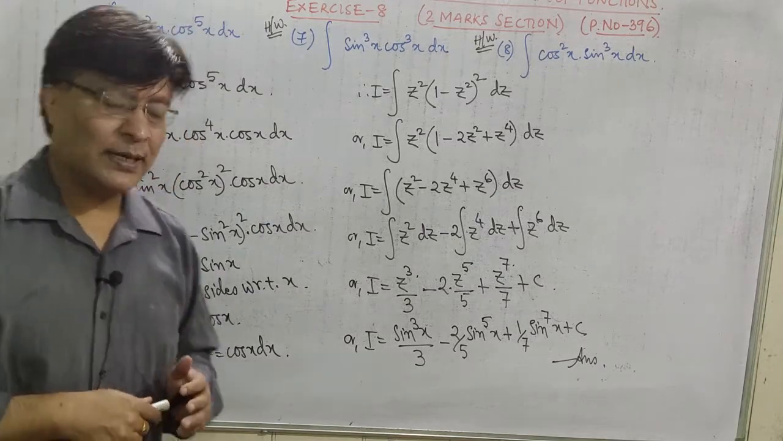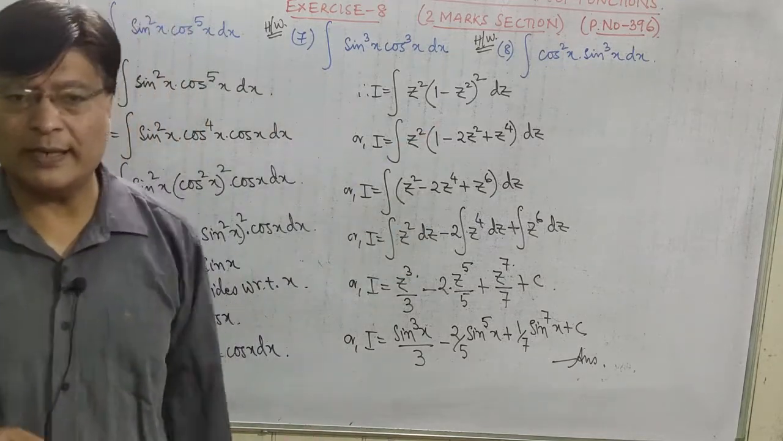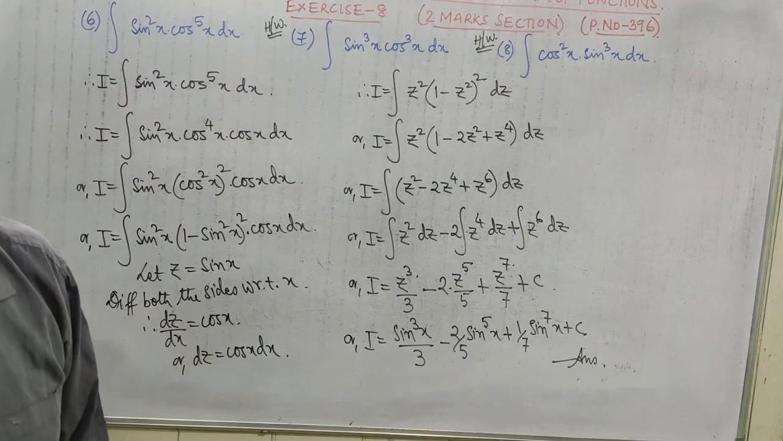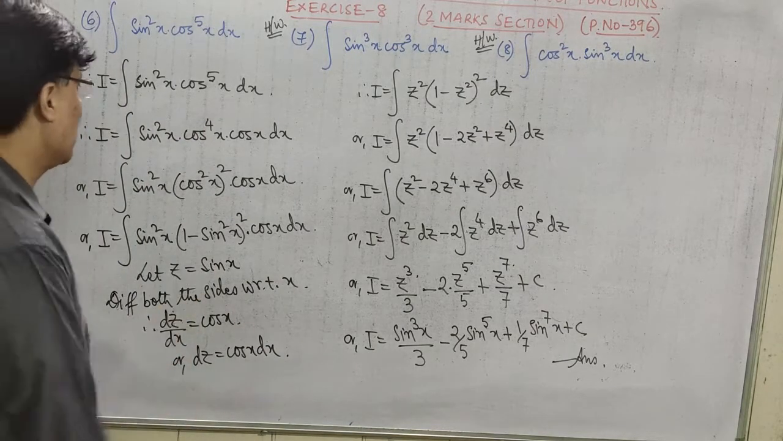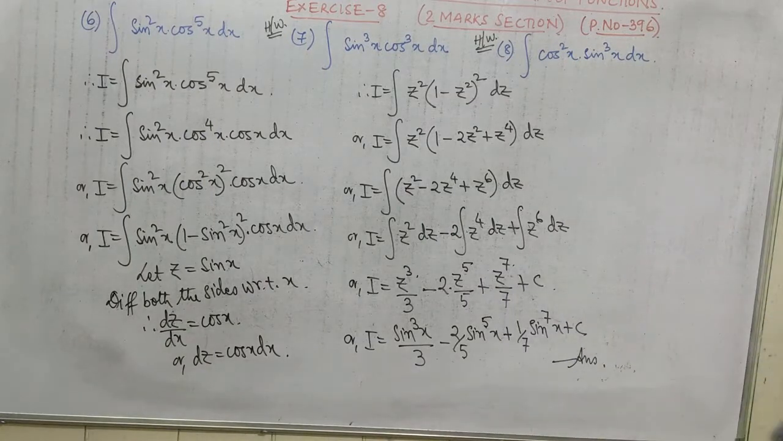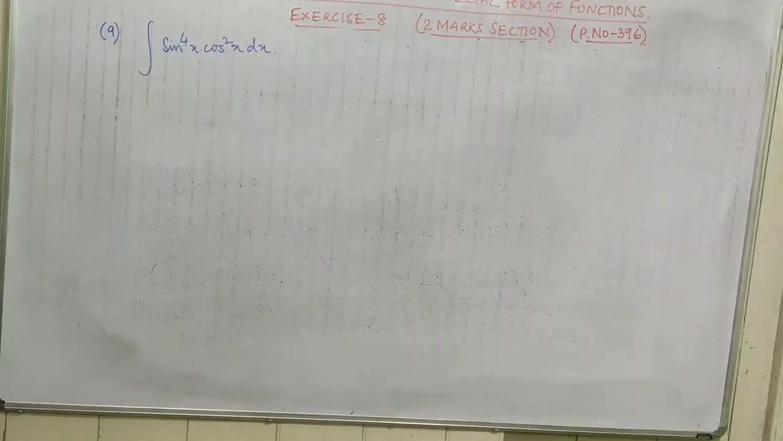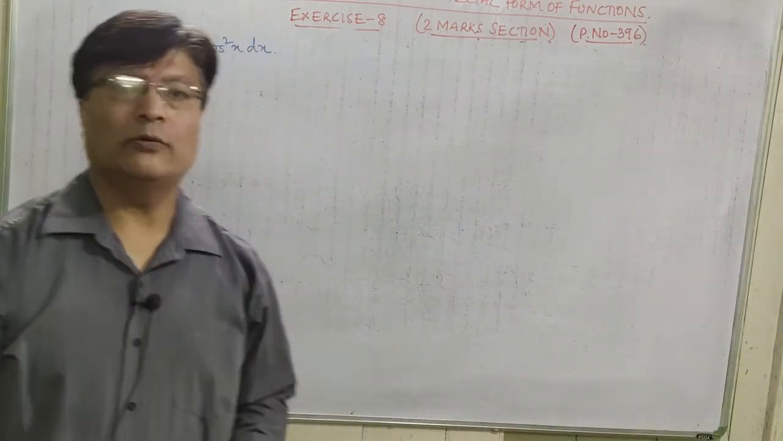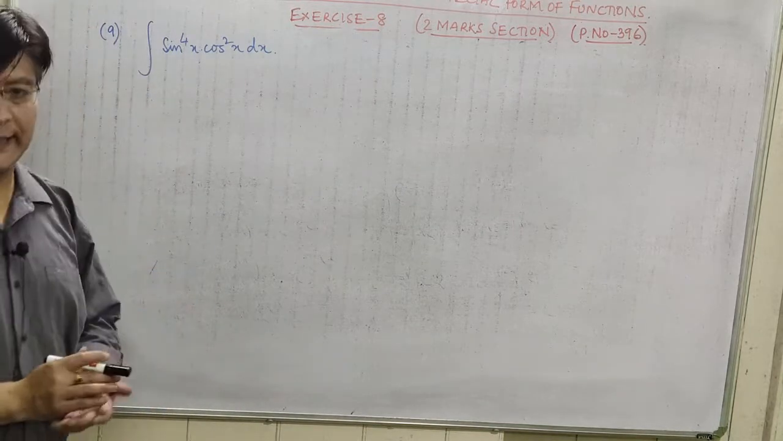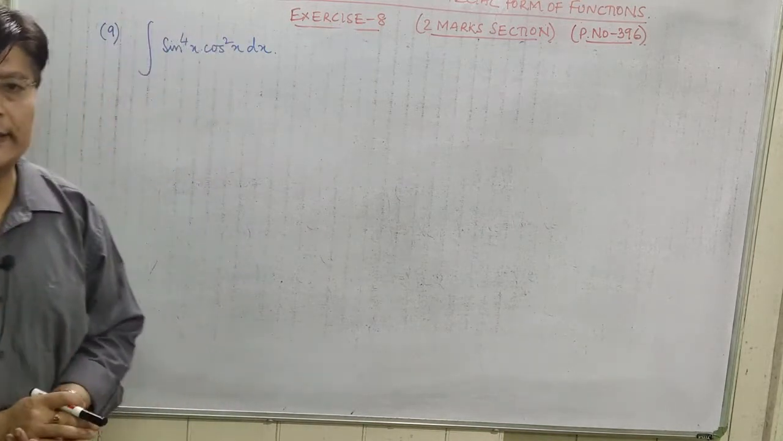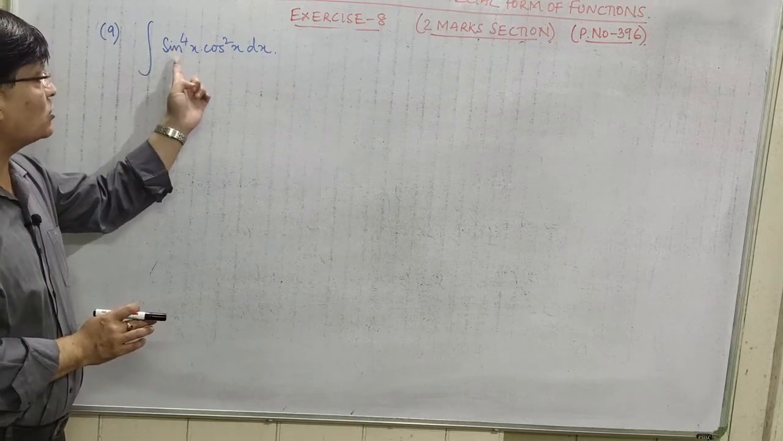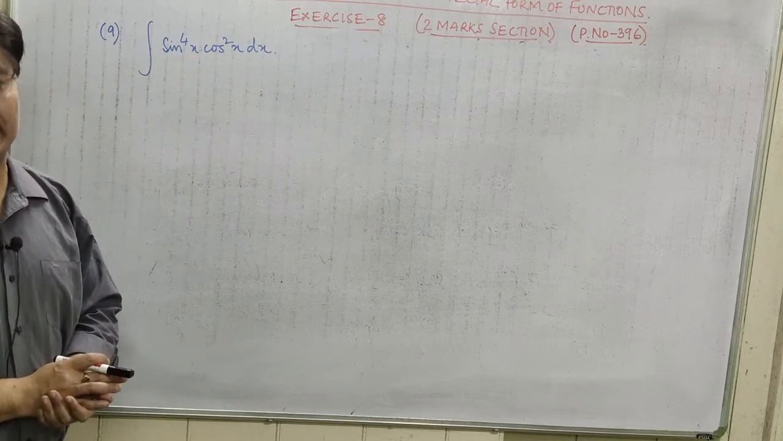So you can copy it, and these two are your homework, that is question number 7 and question number 8. You can do similarly. Okay, so you can copy it. Now we'll do the next question, that is question number 9. The question is integration of sin to the power 4x into cos square x dx.